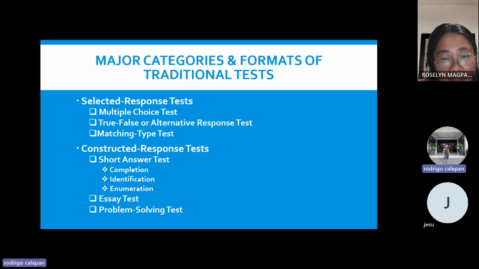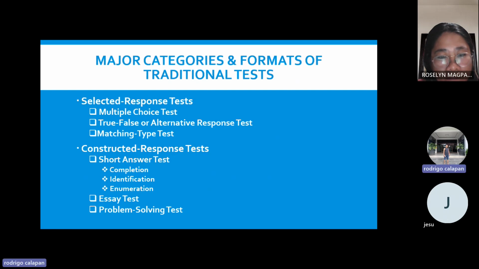So we have the multiple choice test, and we have the true-false or alternative response test. This generally consists of a statement, and the learner decides if the statement is true or false, whether the statement is inaccurate or accurate. And of course, the matching type test. It consists of two sets of items to be matched with each other based on specified attributes.